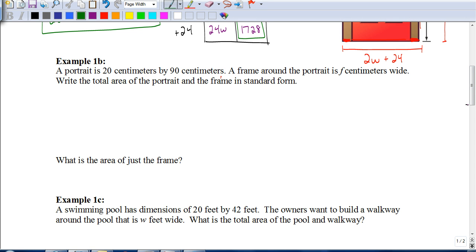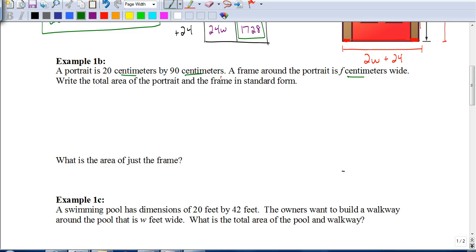Well, let's look at this one. This one here, they give us a description, but they don't give us a diagram. So we're going to have to create our own. It says a portrait is 20 centimeters by 90 centimeters. A frame around the portrait is F centimeters wide. So let's stop there. I notice that all my units are in centimeters, so I'm good to go. They're not trying to trick me here. Write the total area of the portrait and the frame in standard form.